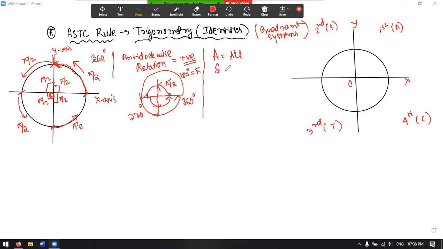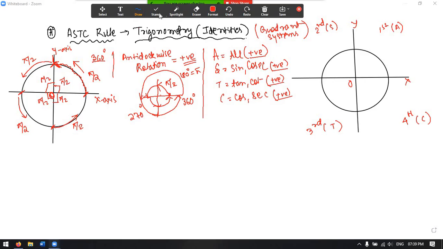What is S? S stands for sine and cosec. What is T? T stands for tan and cot. And what is C? C stands for cos and sec. So what does it signify? It signifies that in the first quadrant all of the trigonometric ratios are positive. In the second quadrant only sine and cosec are positive and the others are negative. In the third quadrant tan and cot are positive. In the fourth quadrant cos and sec are positive.